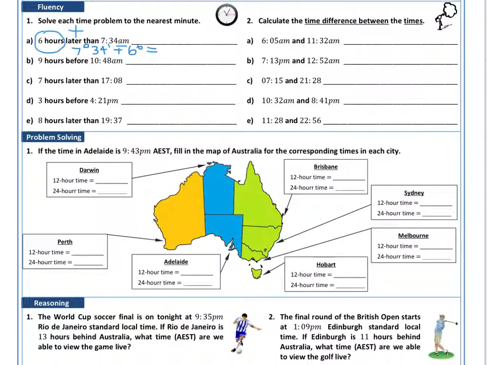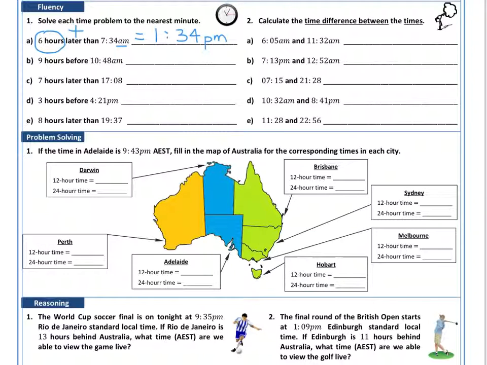And remembering that with the calculator, we are trying to make sure we work in 24-hour time. If we've done this correctly, the calculator should read for us 13 hours and 34 minutes. And by converting this back to the 12-hour time given, this means that 6 hours after 7:34 a.m. is 1:34 p.m.